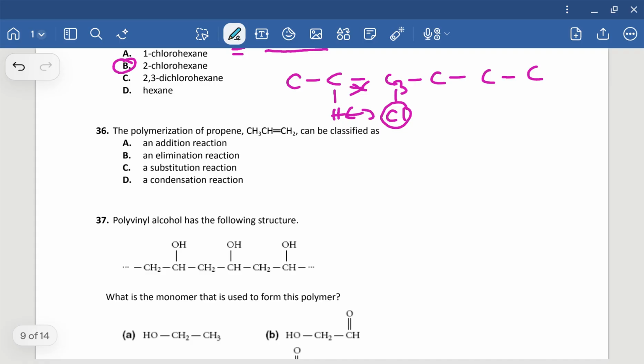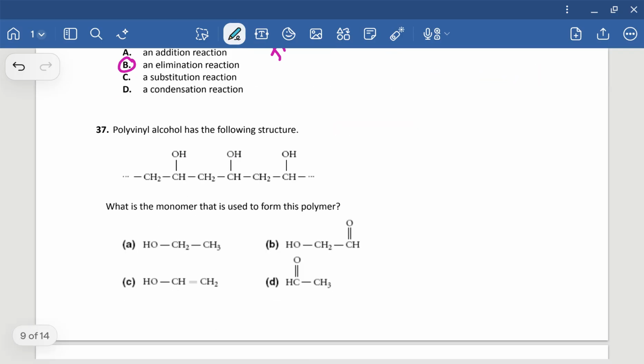Number 36, the polymerization of propene can be classified. If you are breaking a double bond in your main chain, it's going to be an elimination reaction.